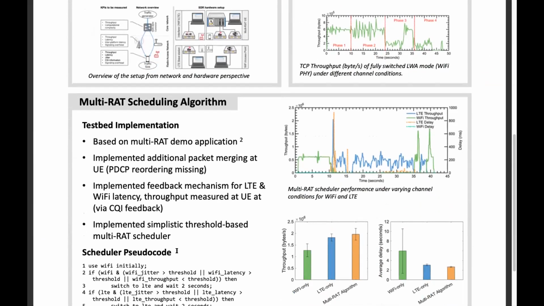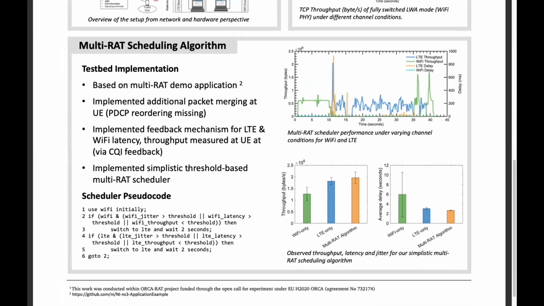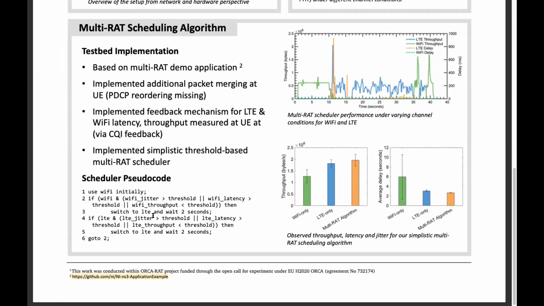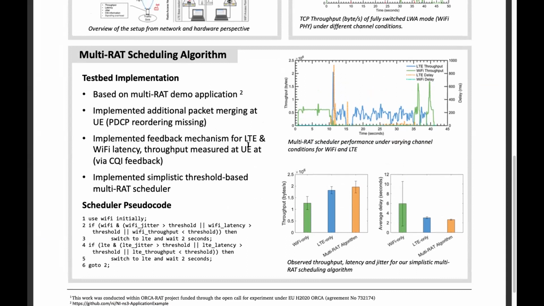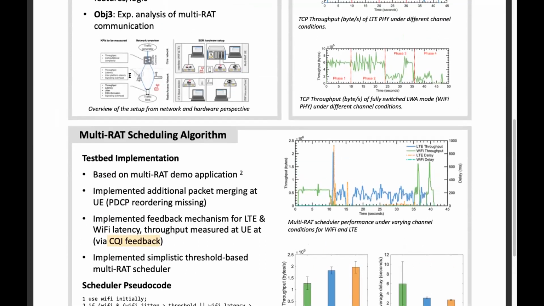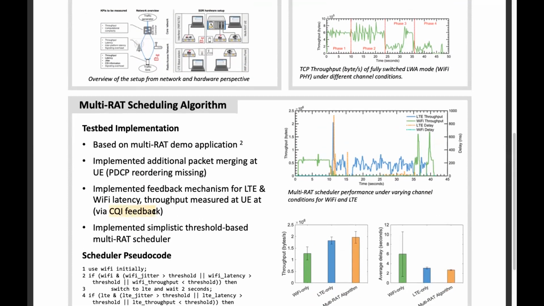So based on those experiments, we implemented a couple of things at the testbed. The code for the testbed is available here, by the way. We implemented packet merging at the UE, which was not available at the time. We also implemented a feedback mechanism for LTE and Wi-Fi latency and throughput measured at the UE, using the CQI feedback mechanism. As you can see here, we measured throughput, latency, and jitter at the traffic sink, and we wanted a mechanism to feed it back to the SDR/SDN controller.